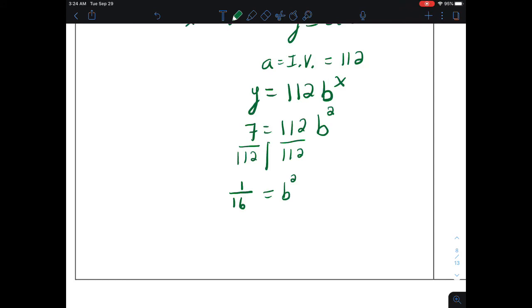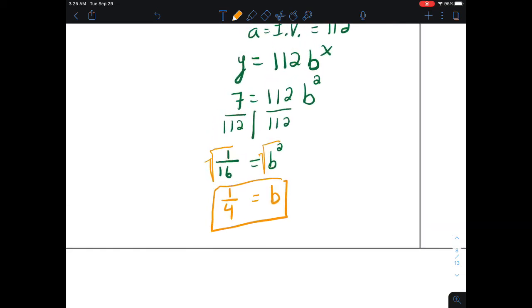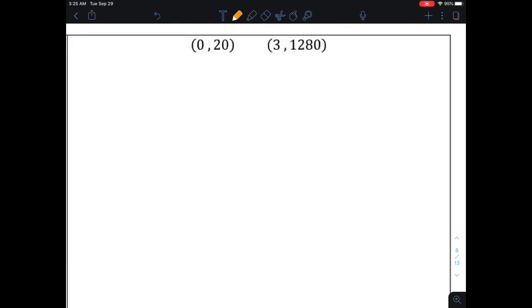From here, we're going to solve. This is the first time we've had a problem with an exponent of 2 that we want to get rid of. To get rid of b to the squared power, we have to take the square root of both sides. When I take the square root of b to the second power, that is b. And so we ask ourselves, what's the square root of 1 over 16? What number times itself makes 1 over 16? That would be 1 over 4. So 1 over 4 times 1 over 4 makes 1 over 16. That is what b is. We now can write our equation of this exponential function to be y equals 112 times 1 over 4 raised to the x power.